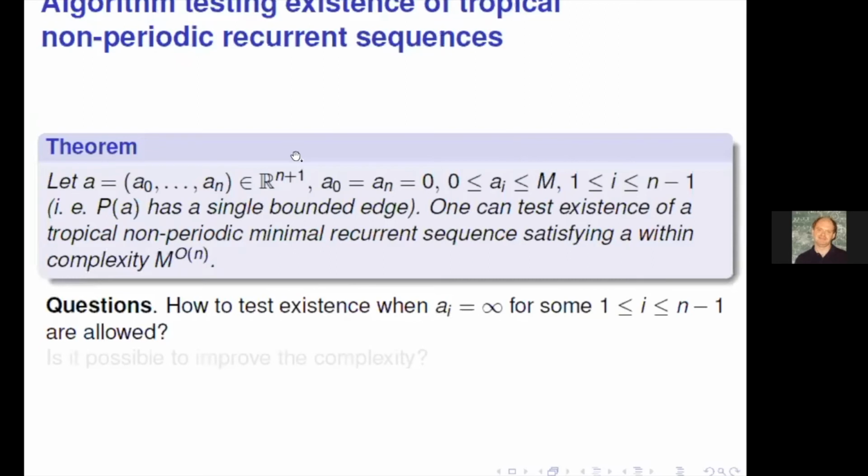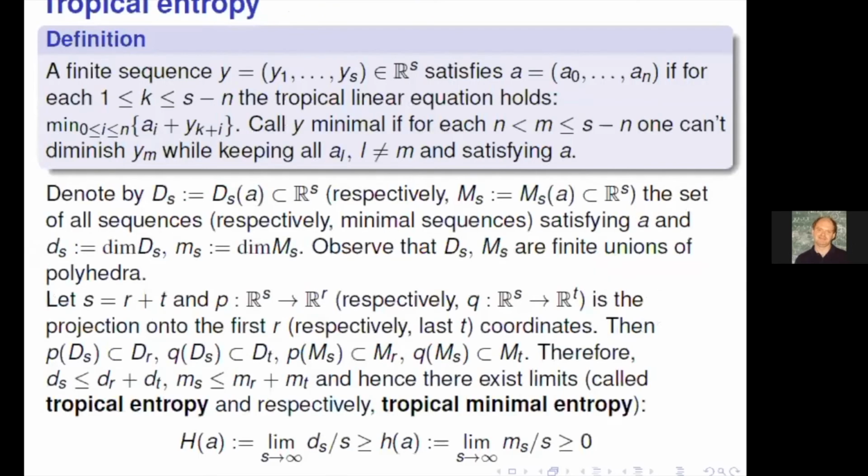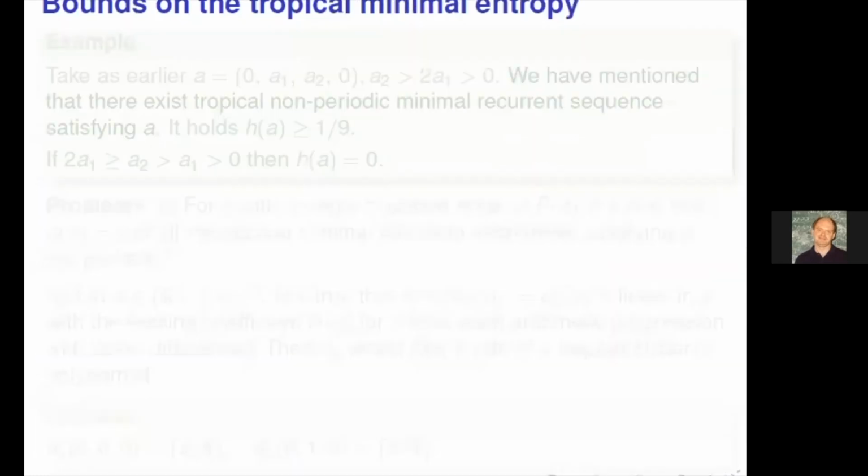And well, I don't really know how to handle the case of the infinite coordinates. So it's one open question. Actually, now I will mainly talk about open questions. Another open question is whether it is possible to improve the complexity. So these slides are already on the screen. And now I will say a few words about the tropical minimal entropy, about the bounds.